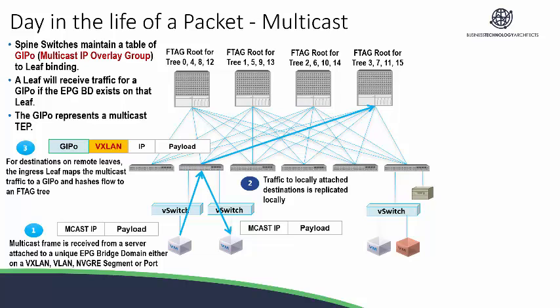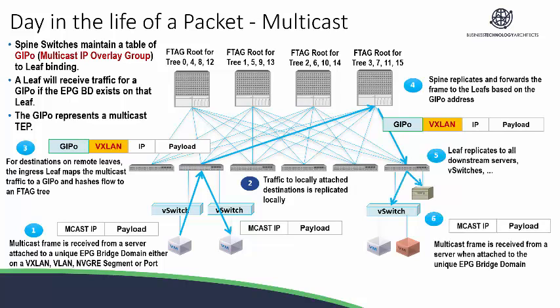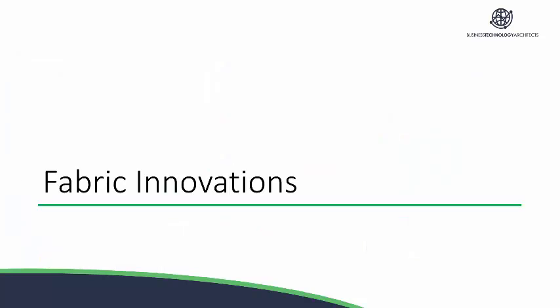Now, if we do not know where that destination is, or it's on a remote leaf, the ingress leaf will map the multicast traffic to a GIPO and hash that flow to a forwarding tag tree. The spine will then replicate and forward the frame to the leaf based on the GIPO address. The leaf will then replicate to all downstream servers and vSwitches. And then the multicast frame is received from a server when attached to the unique EPG bridge domain.